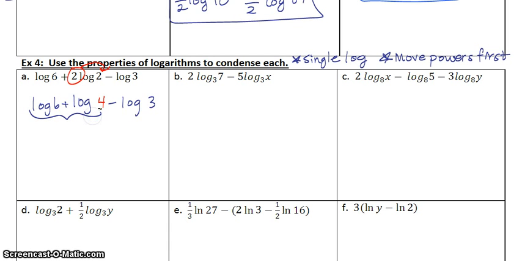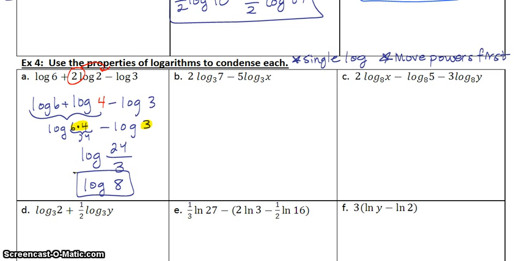So first I'll condense these two. So because it's a plus sign in between, I change it to multiply, and the logs drop, so I just have a single log. Now condense these. So now this will be on top, this will be on bottom because it's a subtract, so I got log 6 times, you know what, 6 times 4 is 24, so I'll say 24 on top and 3 on bottom. And then 24 divided by 3 is 8, so log 8 is my final answer there. Let's look at part B.